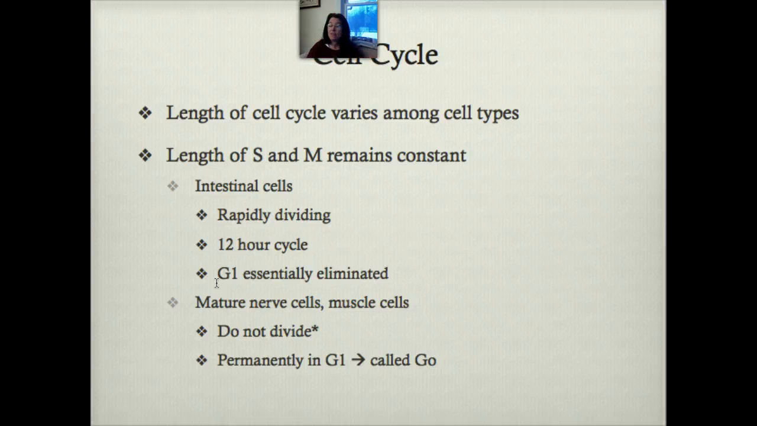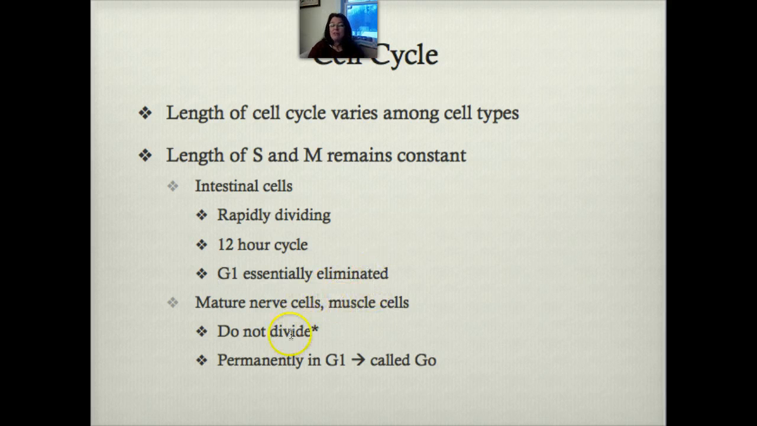Now, if we look on the other end of the scale, we can find cells that either divide very slowly or don't divide at all. If we look at mature nerve cells, for example, and mature muscle cells in a human being, these are cells that don't normally divide once they're in place in an adult organism. So we would say that these cells have arrested, that they've left the G1 and gone into G0. They've stopped dividing. They're in the G0 phase.